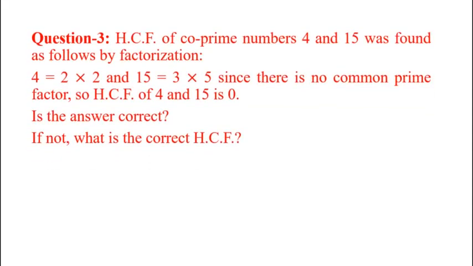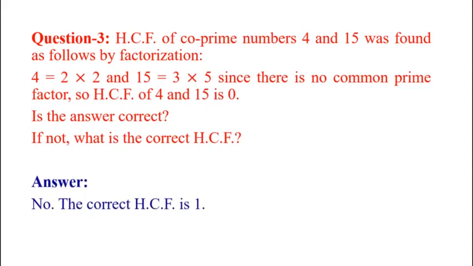Then question number 3. SCF of co-prime numbers 4 and 15 was found as follows by factorization. That is, 4 can be factorized as 2 into 2 and 15 is equal to 3 into 5. Since there is no common prime factor, SCF of 4 and 15 is 0. Is this answer correct? If not, what is the correct SCF?